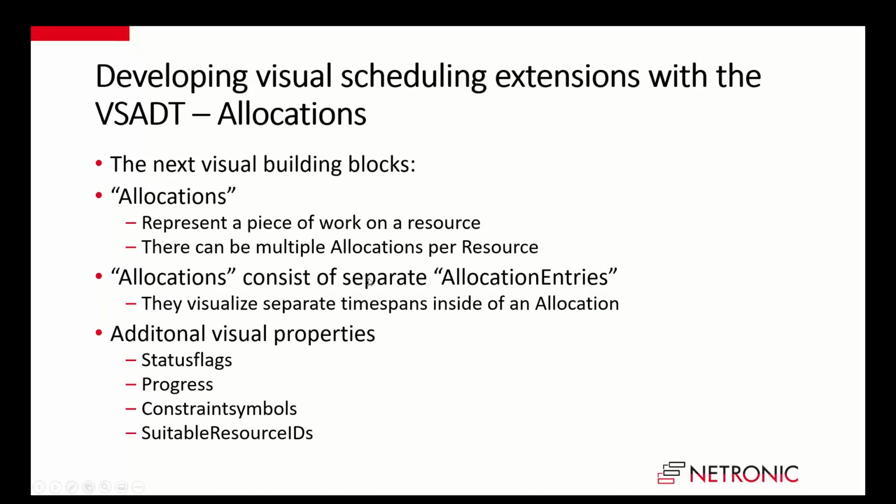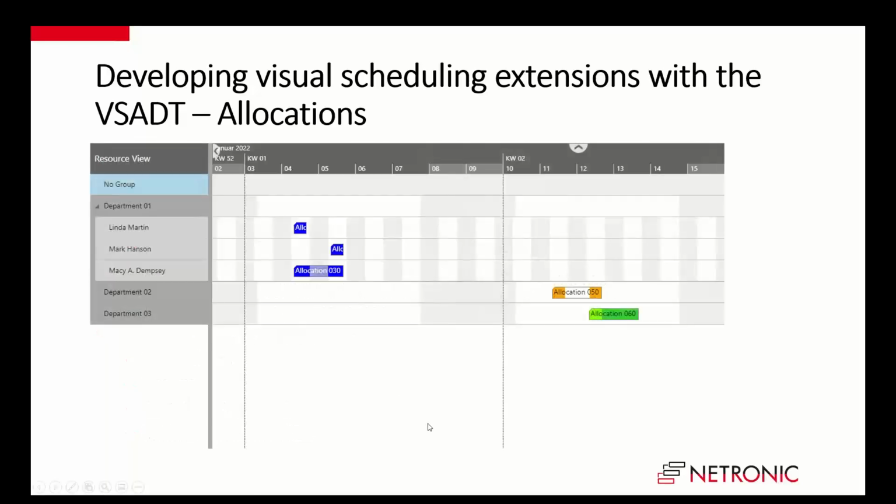But an allocation consists of separate allocation entries, and they visualize separate time spans inside of an allocation. So I can show it here. These are allocations where we have just one allocation entry from start to end. But here, for example, you can see that we have an allocation entry starting here and ending here, with a separate color set, and a second allocation entry here at the end of the bar.